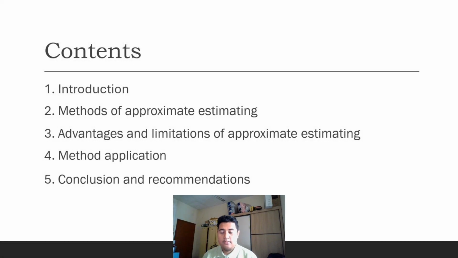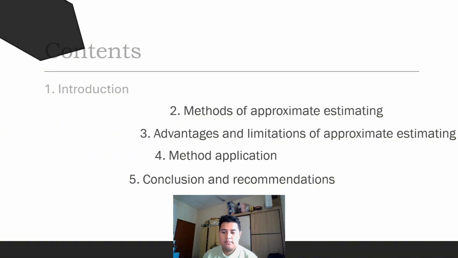Okay, so these are the contents in my slides. First one being introduction. Second is methods of approximate estimating. The third one is advantages and limitations of approximate estimating. The fourth one is method application that is used in the drawing. And the last one is the conclusion and recommendations. Let's move on to the introductions.